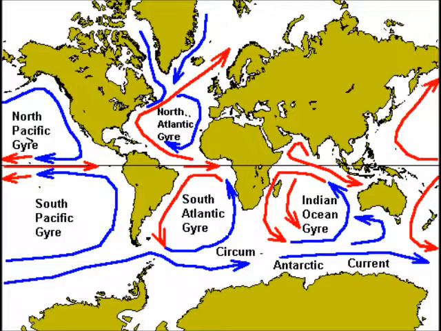The following experiment recreates a convection current in the ocean. Convection currents in the ocean occur when warm water from the equator interacts with cold water from the north and south poles.